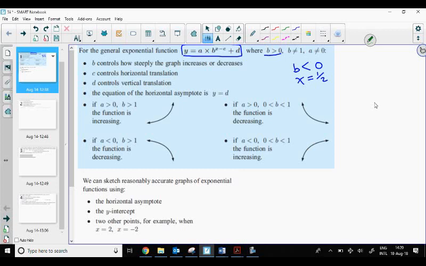All right, so b is going to control how steep the graph increases or decreases, so that could be like 2 to the x, and this might be 3 to the x, for example. A larger value is going to have a more steep increase. C is going to control horizontal translation. So remember what we saw with vertex form of a parabola, and I also discussed modulus functions earlier. If that were to say x minus 2, then our graph is going to move 2 units to the right. And if it were to say x plus 11, our graph would move 11 units to the left.